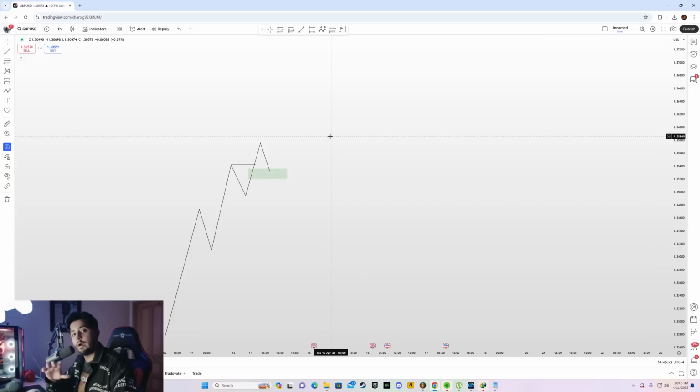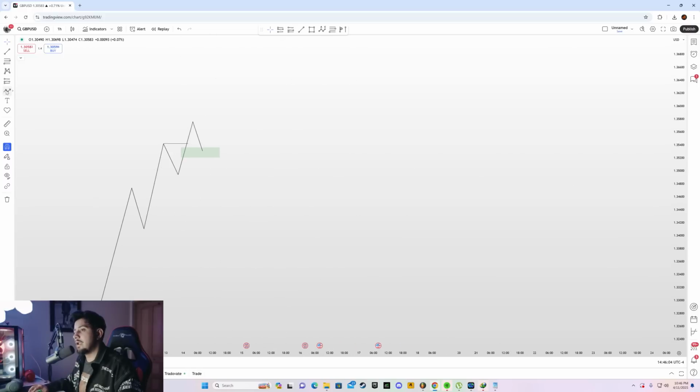You can also look for SMT divergences inside order blocks, volume imbalances, and inverse fair value gaps, but fair value gaps are the strongest ones. Now let's say this is your USD. Now what you have to do is look at GBP USD, okay? So the correlating pair for your USD is GBP USD.